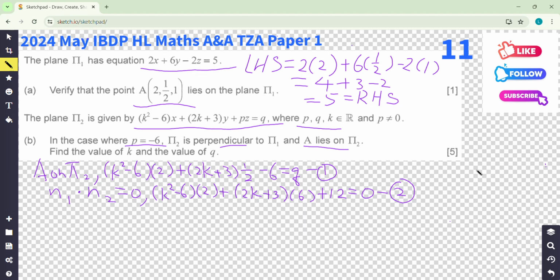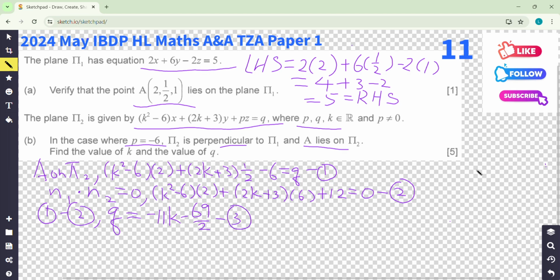Very good, the same k squared term. So if you do equation 1 minus equation 2, the k squared term will disappear. You work hard on it, and then you will find the equation for q in terms of k. Try to work it out. Yes, you got it. It's q equals negative 11k minus 69 over 2. Very complicated question, but you did it.